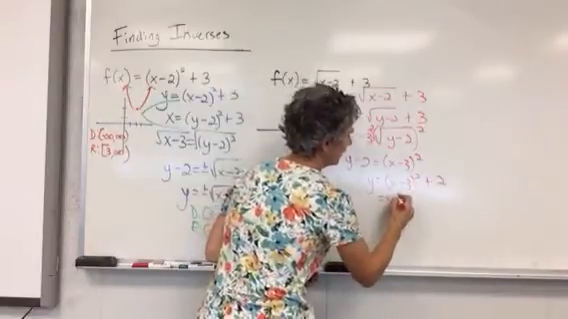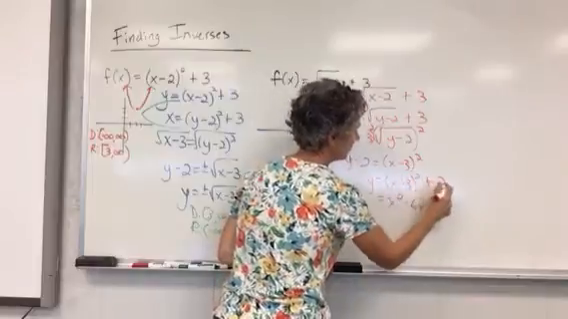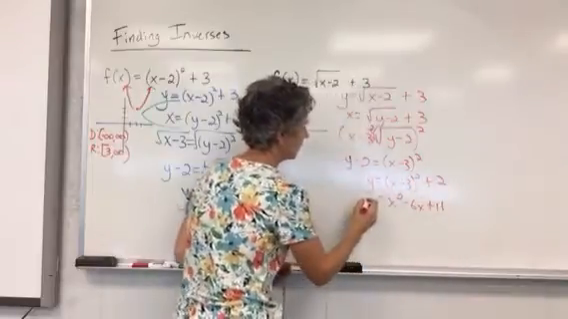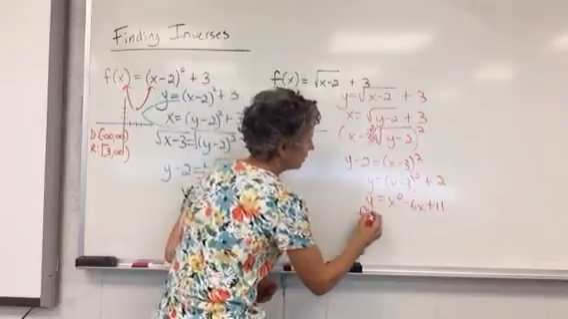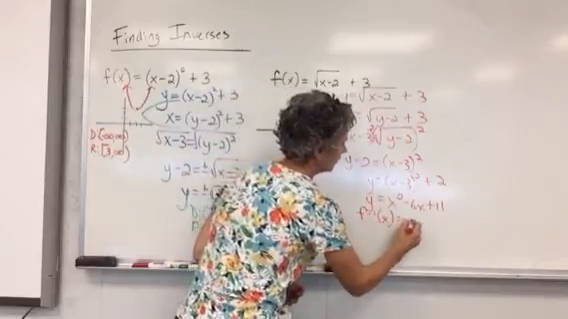You could multiply that out. That would be plus 9 plus 2, which is plus 11. And there's the inverse. I forgot to use the notation before. f negative 1 is the inverse.